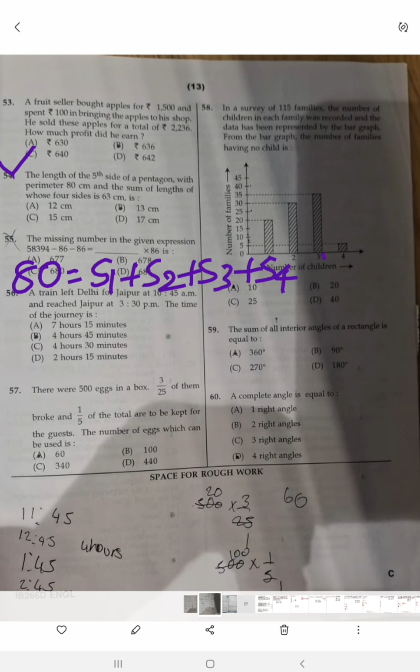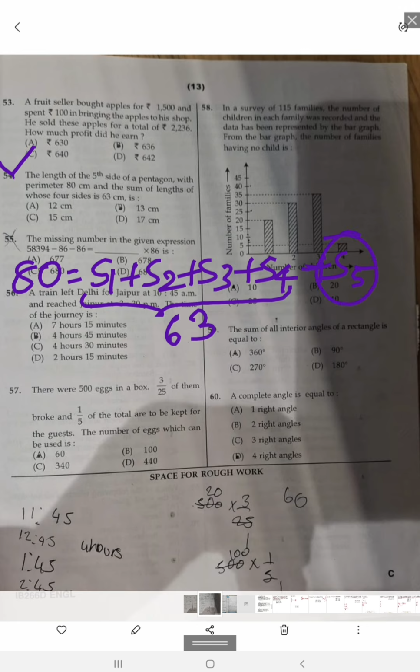So the 54th question: the length of the fifth side of a pentagon with a perimeter of 80 centimeters. So you know the perimeter of the pentagon. A pentagon has 5 sides. Let us say S1 plus S2 plus S3 plus S4 plus S5. Alright. And the sum of the lengths of 4 sides is 63. So here the 4 sides length is 63. It is given. So then the question is, what is the length of the fifth side?